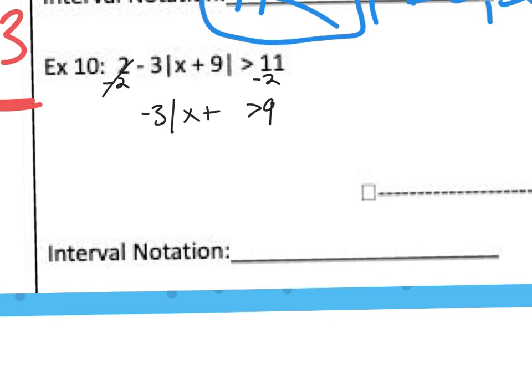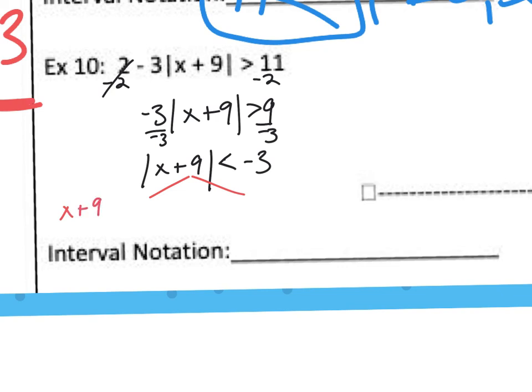We still have this negative 3 out front. So we end up with x plus 9 is less than, we got to flip it because we divided by a negative 3. Now we can split into two problems. X plus 9 is less than negative 3. Again, this is a less than, right? So we need to make sure we realize that. And we've got x plus 9 is greater than negative 3, which is going to be positive 3. Again, got to change the sign on that one.